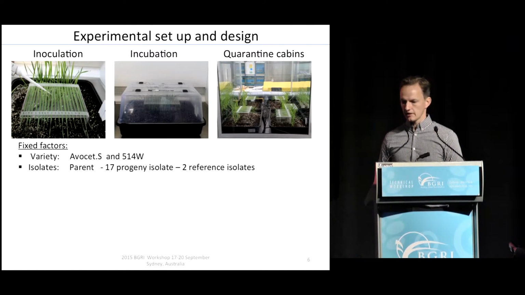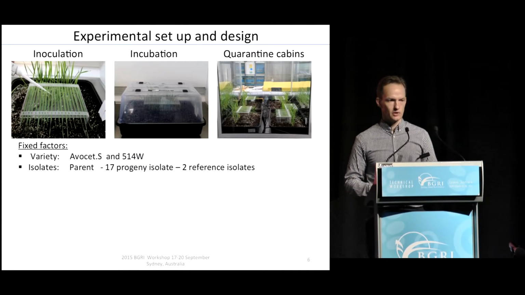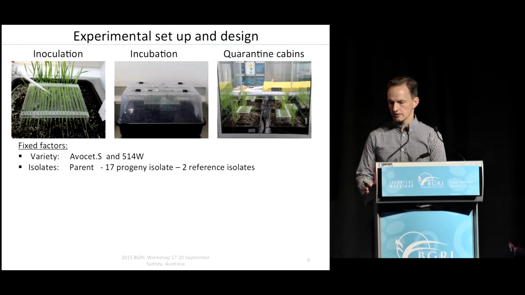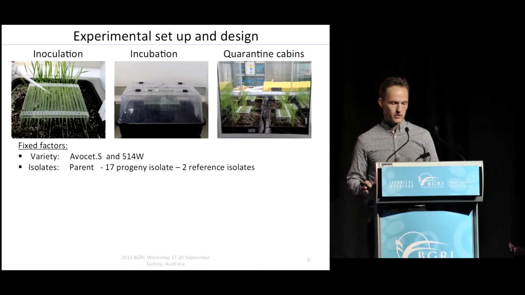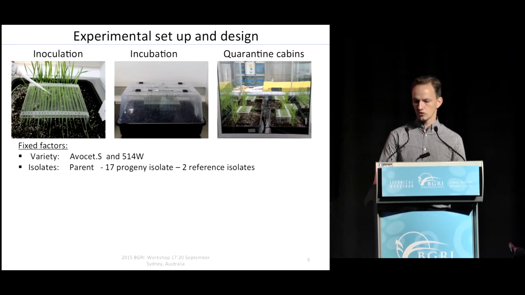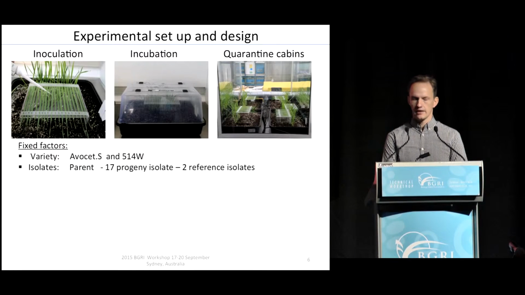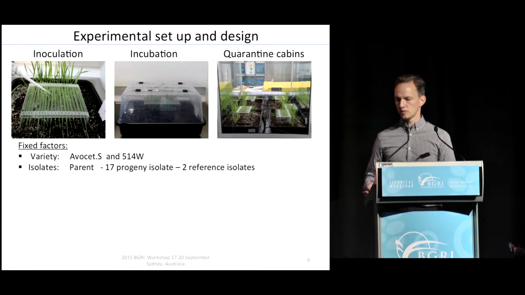Of the isolates, we had, of course, the parental isolates. Then we had 17 progeny isolates. And then we had two reference isolates that we had some knowledge about from previous studies. We had an isolate that belonged to the aggressive strain that was first discovered in the US in the year 2000, and then we had an isolate of the old European population.